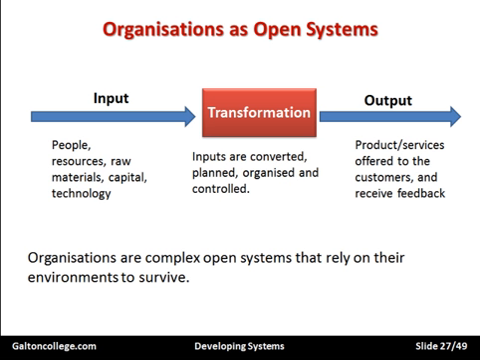Organizations are complex open systems that rely on their environments to survive. Organizations, particularly companies and commercial organizations, almost by definition are linked to the outside. They've got customers on the outside. They have suppliers on the outside. So they are open systems, and they must watch the environment and adjust to changes in the environment if they're going to survive. So companies are essentially open systems.